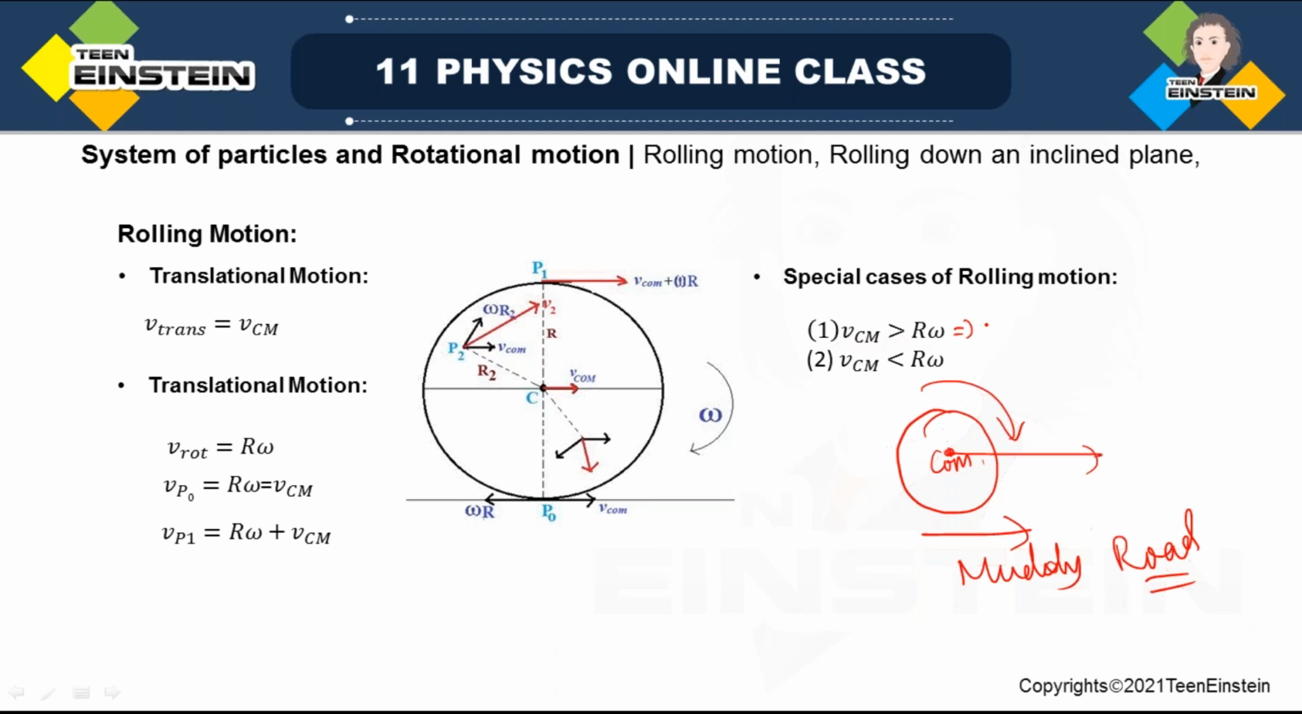So this is the condition of more translation than rotation. And in this other case, more rotation than translation happens on the muddy road.